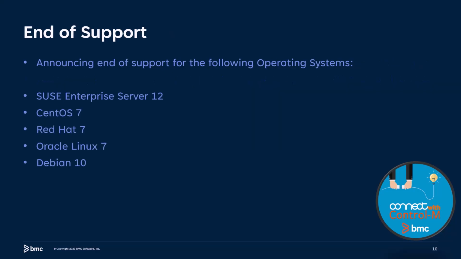Then there's the end of support for the following operating systems. There will be no more support for SUSE Enterprise Server 12, CentOS 7, Red Hat 7, Oracle Linux 7, and Debian 10.